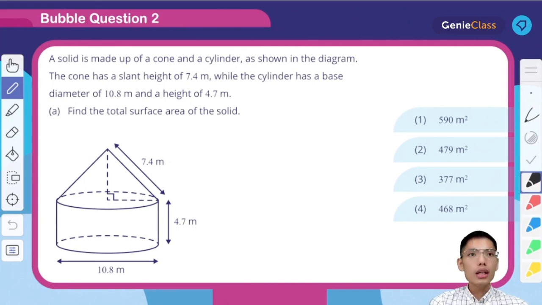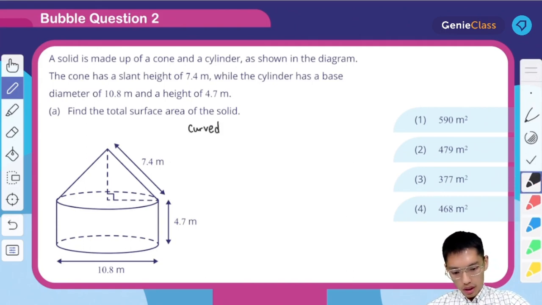Okay, so how do we find it? First up, we have to find the curved surface area of the cone.